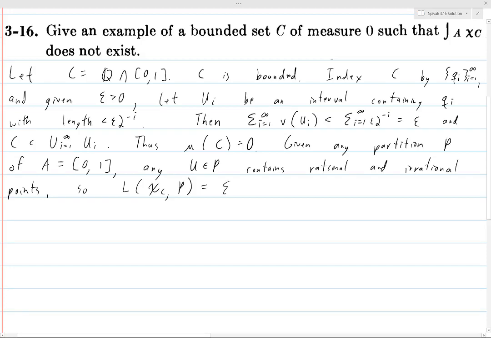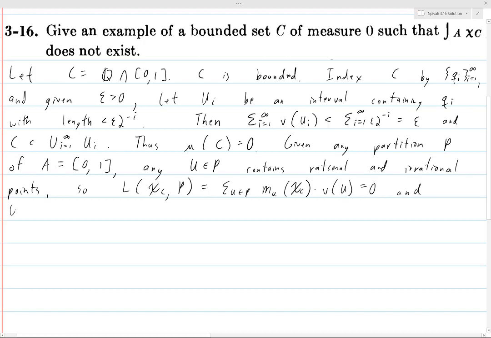Let's write that out. Sum over all sets u in this partition P, we take the minimum over u of chi c times the volume of u. And like I said, the minimum of chi c over u is 0. So this is just the sum of 0 times the volume of u, and so that's just going to be 0.